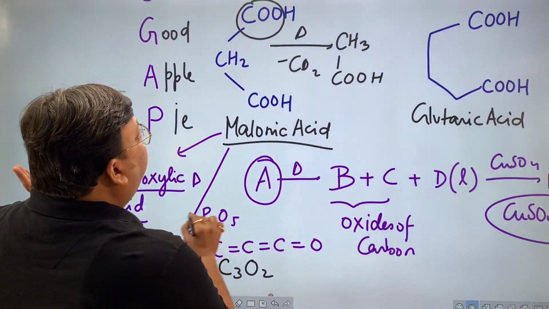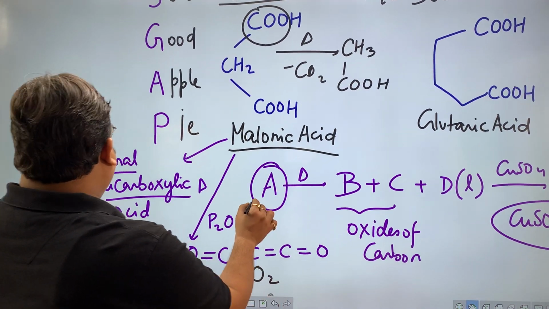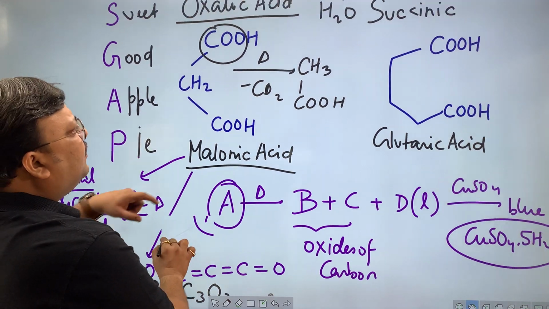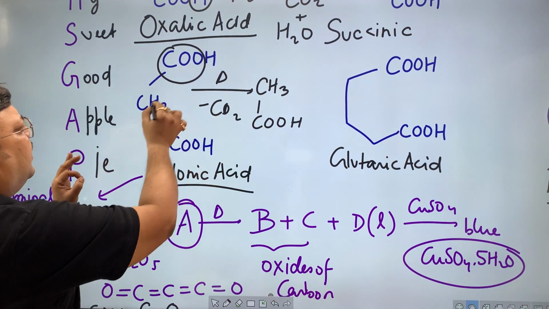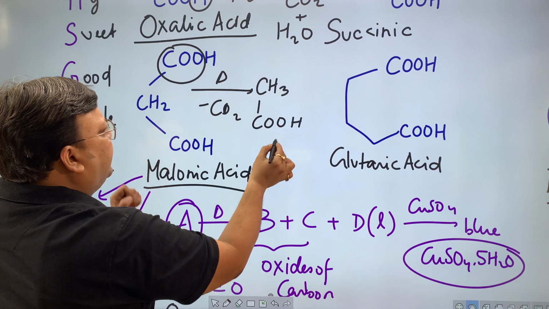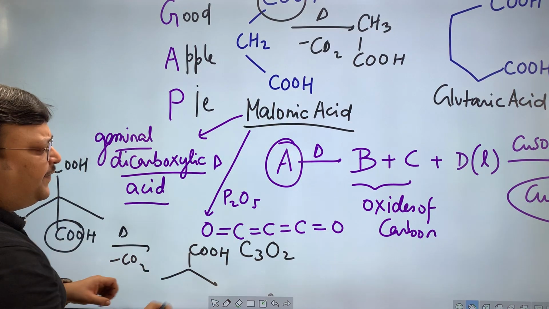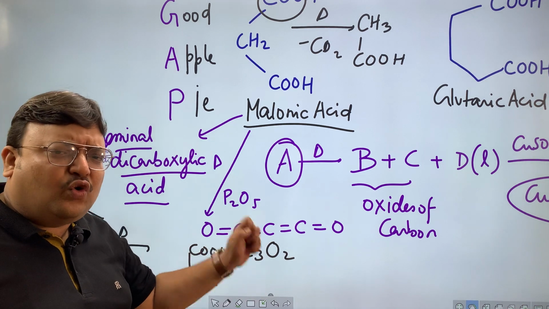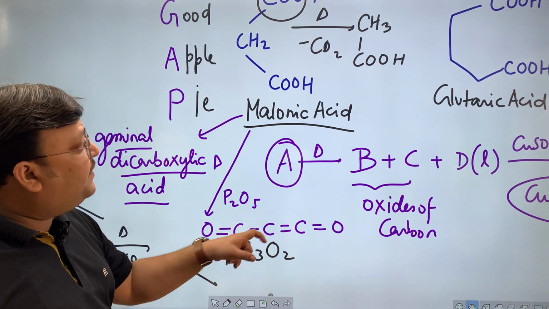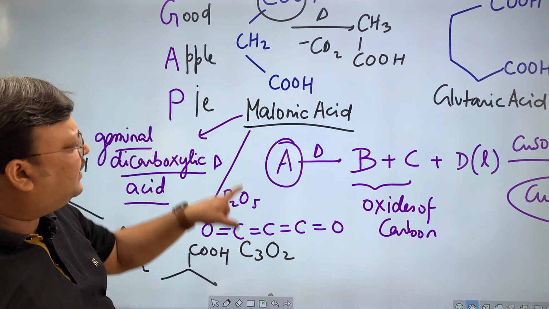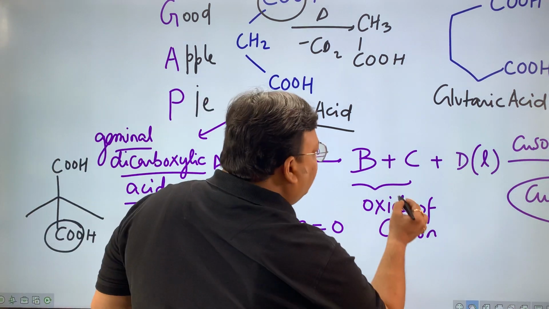ये malonic के साथ में भी हो रहा है. कोई भी gem dicarboxylic acid on heating would lose carbon dioxide. A general effect is acetic acid is the product, CH3COOH. If it's heated with P2O5, it's a very rare question. Know about this. It's called carbon suboxide. 2 मोल वाटर निकालने से ये स्ट्रक्चर भी बन जाता है.